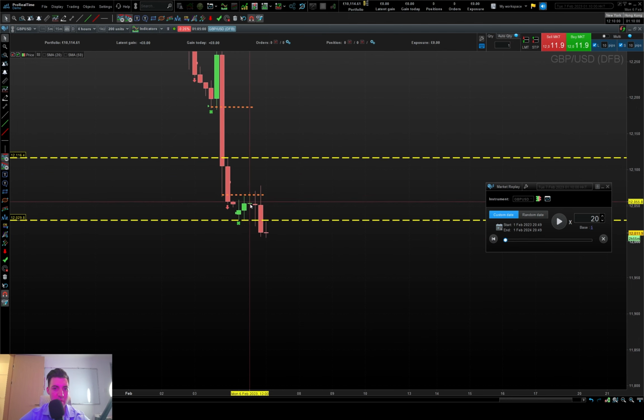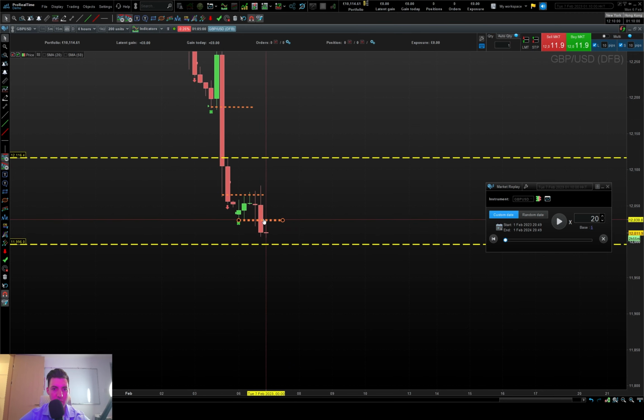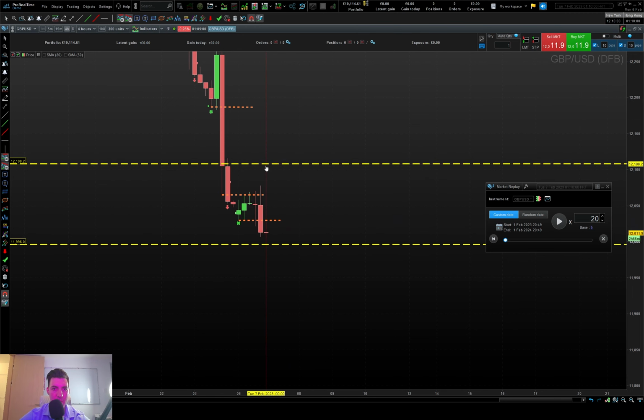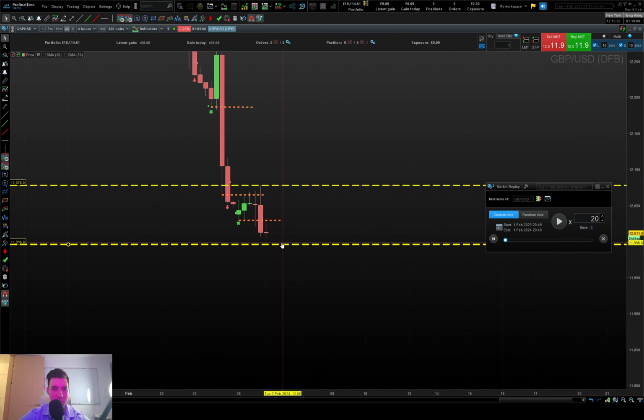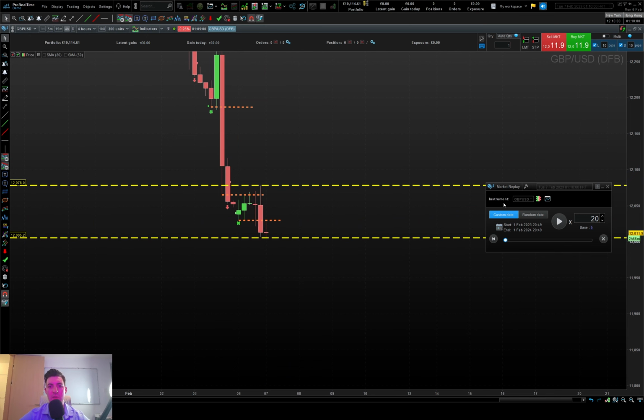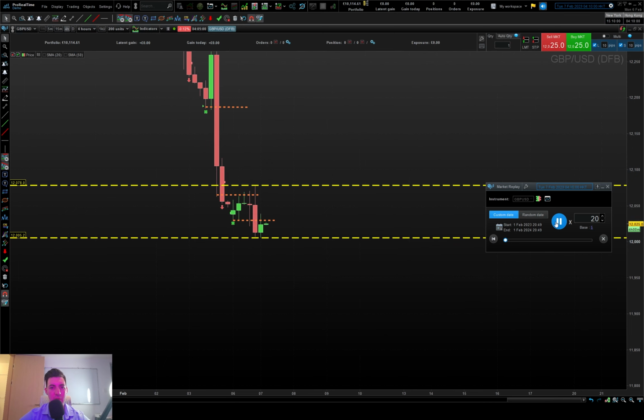So between here and here, the lowest point. Oh no, wait. Where did it break? I did not mark this out very well, did I? So I think it broke between these two candlesticks, right? These two. So the highest point here is this one, and the lowest point is here. All right, let's see if it breaks.